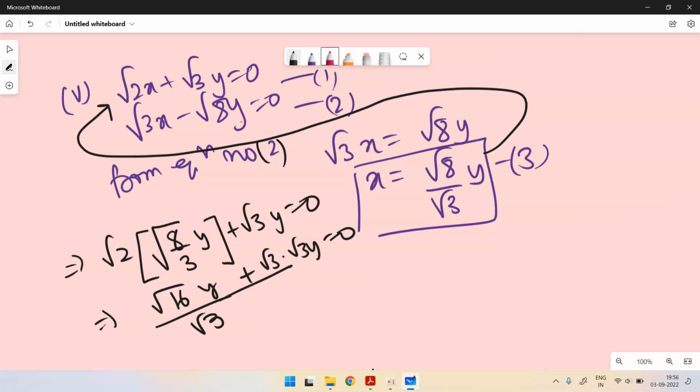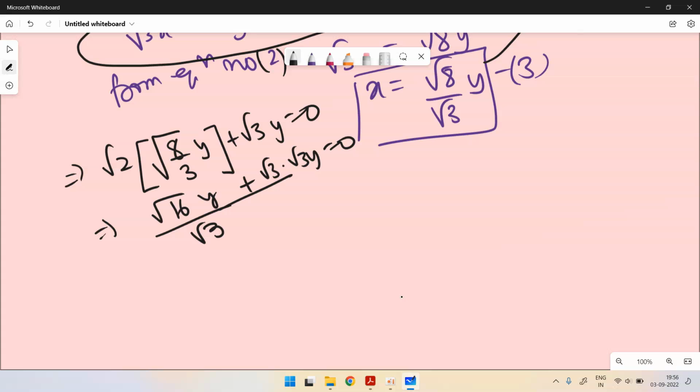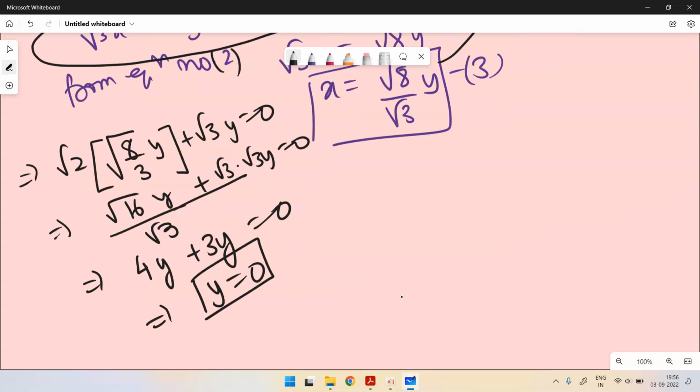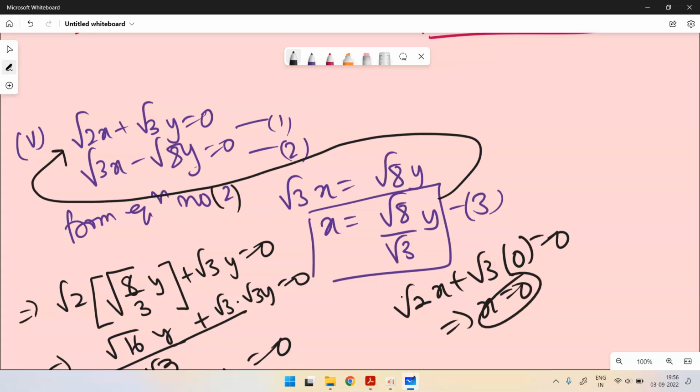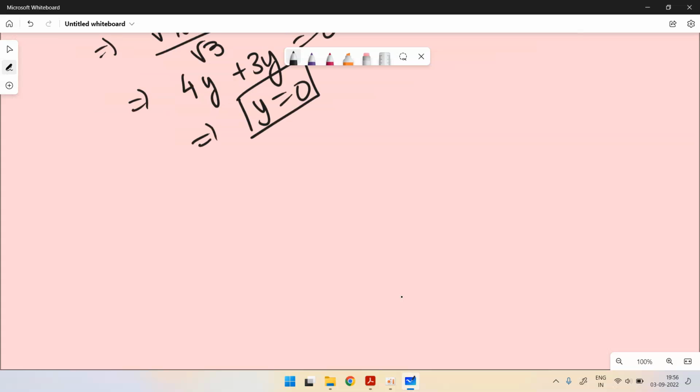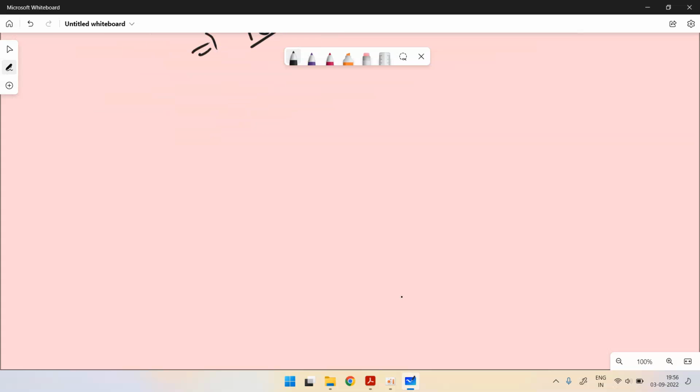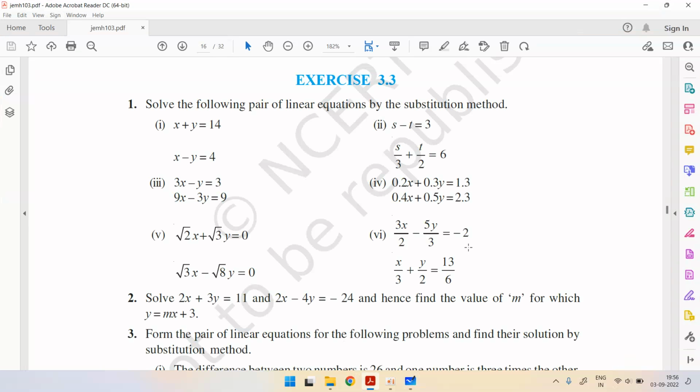You know that root 3 into root 3 is root 9, which will ultimately become 3. And root of 16 is 4, so 4y plus 3y equal to 0, which implies that the value of y is 0. Putting the value of y in any of the equations, you can directly see that 2x plus root 3 into 0 equal to 0, which implies the value of x is 0. So 0 comma 0 is the answer. So this fifth is over.